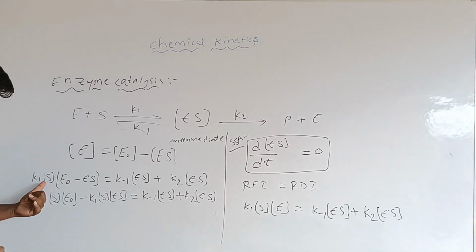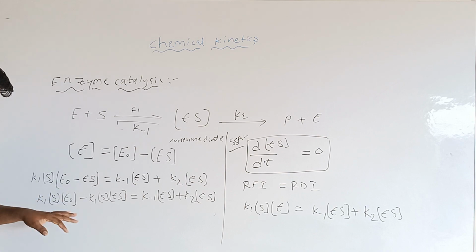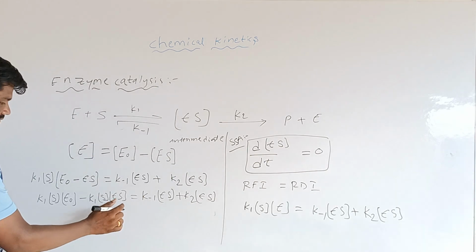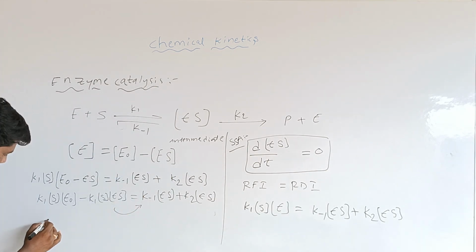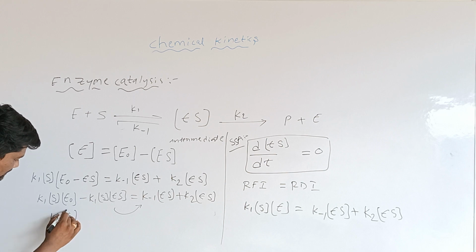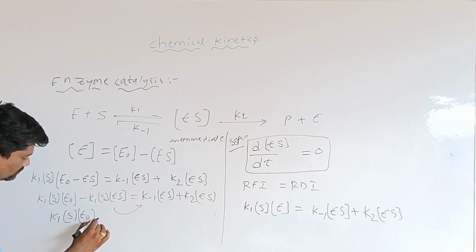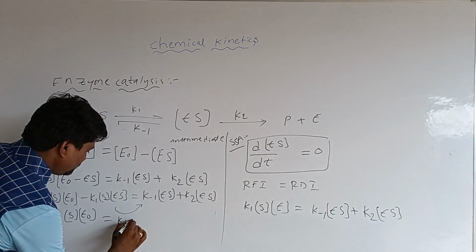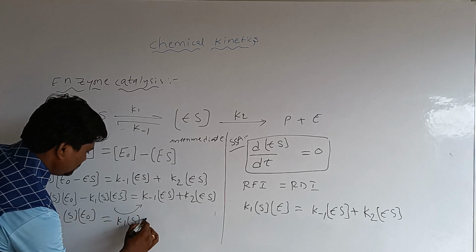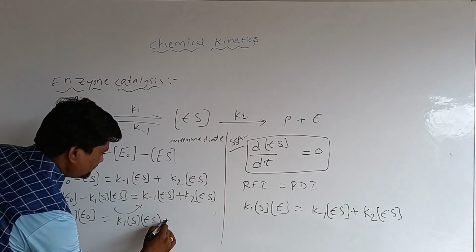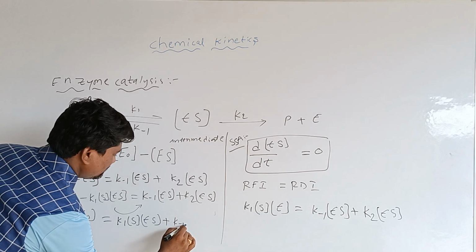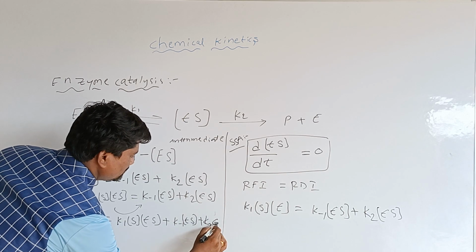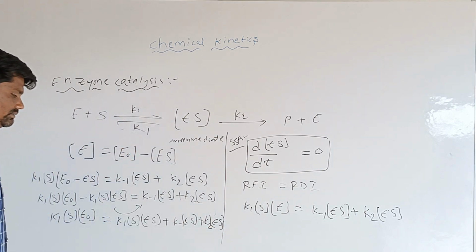Understand? And multiply this one. Then this step appears. Then this minus is going to this side, and it is converted into plus. K1 S E naught is equal to K1 S ES plus K inverse ES plus K2 ES.